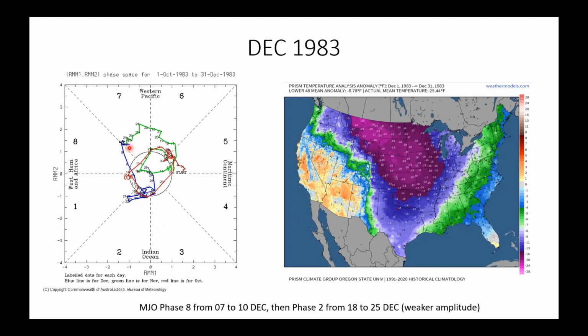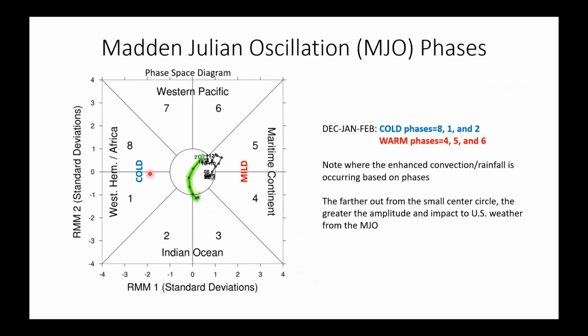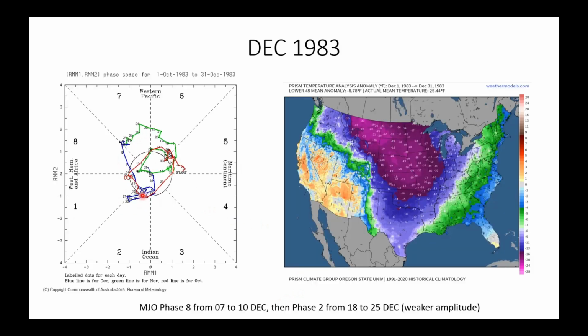Now realize too where this blue line is located in relation to this inner small circle. It got a little more amplitude, stronger amplitude out here in phases 7 in November, as well as phase 8, which started working its way closer to the center of the diagram again. But in general, phase 8, 1, and 2, remember, they're associated with colder temperatures for the eastern U.S. when the enhanced rainfall is over the western hemisphere, Africa.